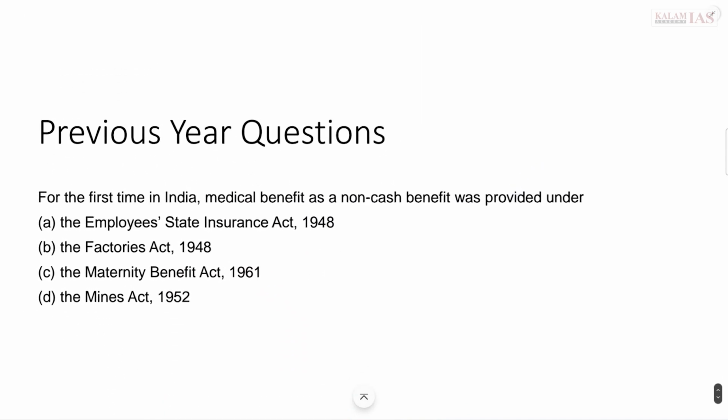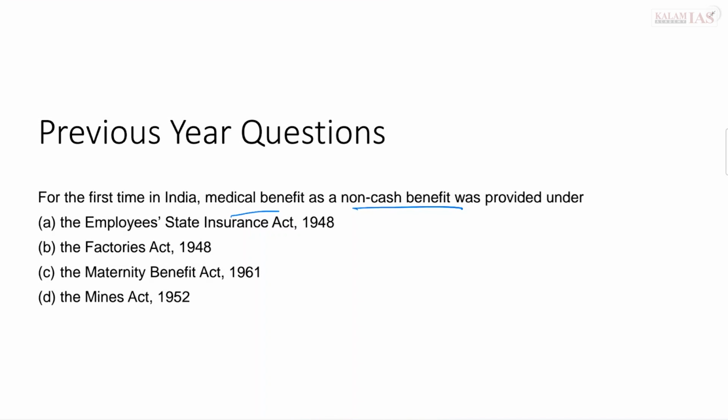Let us discuss one last PYQ. For the first time in India, medical benefit as a non-cash benefit was provided under A, the Employee State Insurance Act, B, the Factories Act, C, the Maternity Benefit Act, and D, the Mines Act.